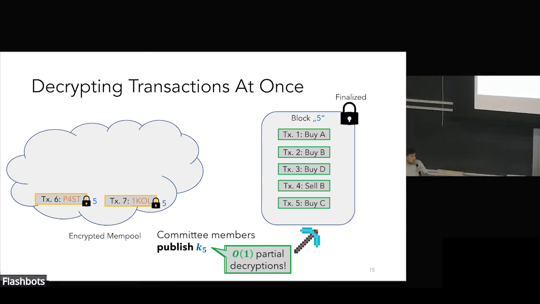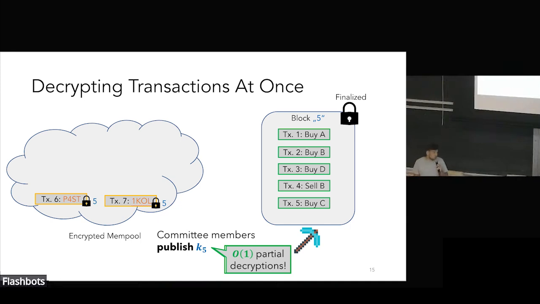And the cool thing now is that the communication for publishing this K5 doesn't scale with the number of transactions in the block. So we have better properties regarding communication efficiency on behalf of the committee members here.